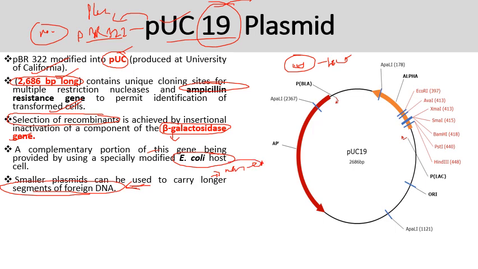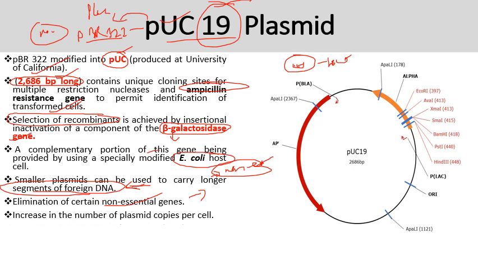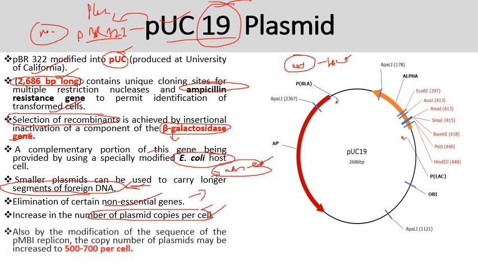So that's why there is decrease in size of this plasmid, and this plasmid becomes more efficient in copying the gene of interest. So it helps in elimination of certain non-essential genes that leads to reduction in size of plasmid. Then increase in the number of plasmid copies per cell, जिससे जो number of copies है plasmid की एक cell के अंदर वो increase हो जाएगा number. A single cell can carry multiple copies of this plasmid of smaller size.